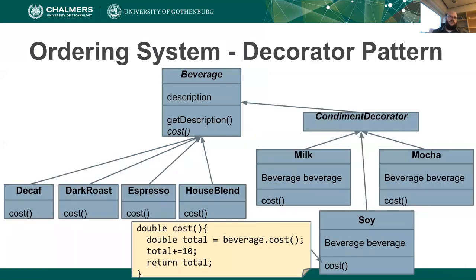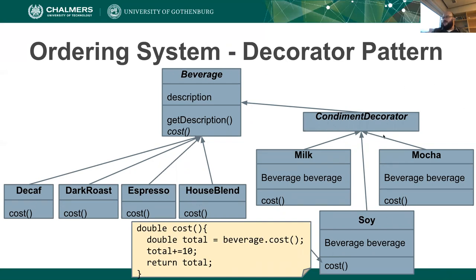So if we revisit our coffee shop ordering system, this time with the decorator pattern, we now have two levels of hierarchy. We have types of coffee, all of which extend beverage. So every beverage has a cost method and a description, right? So we have different concrete beverages we offer. These are the things that get wrapped, right? These are the decaf, dark roast, espresso, or house blend, right?